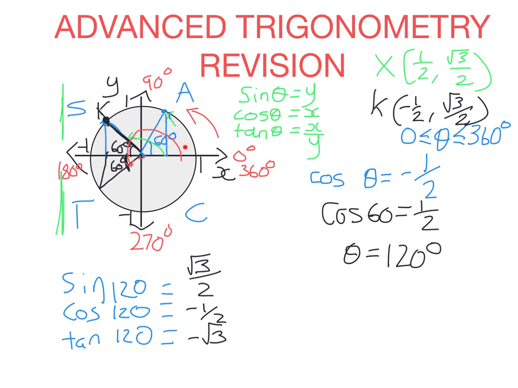So this angle in red is 180 plus 60. The other solution is 240 degrees. Now there are no other solutions because there's none in this quadrant, because cos is positive. We wanted cos to be negative. So we're done. All right, let's look at a harder equation now.